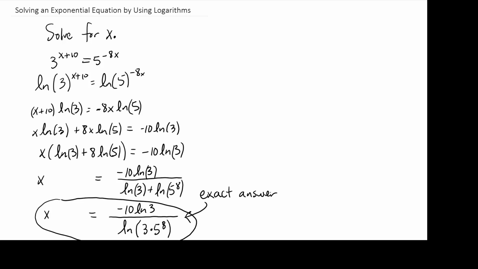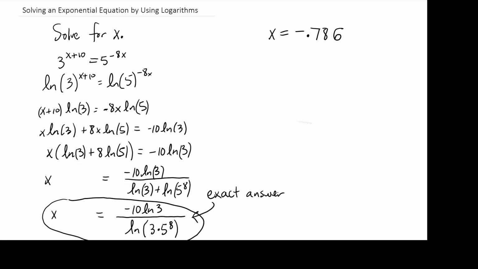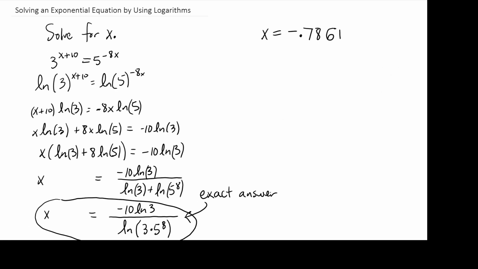And if you put this in a calculator, you'll get that x is equal to negative 0.7861766, and it just keeps on going. Let's approximate this to the nearest thousandth. So x is really approximately negative 0.786. And the reason why it's a 6 is because we're rounding down. 1 is less than 5, so we will round down to the nearest thousandth.